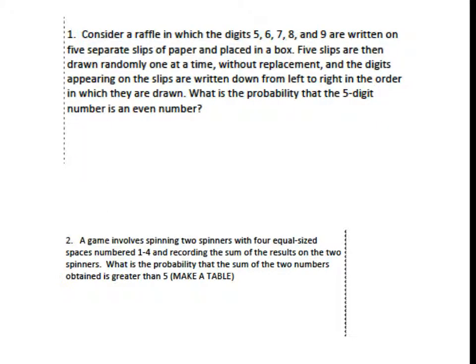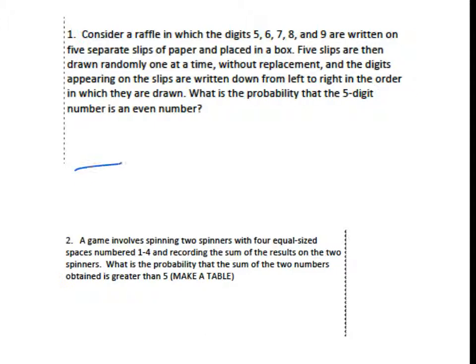Okay, let's start with number 1. Consider a raffle in which the digits 5, 6, 7, 8, and 9 are written on 5 separate slips of paper and placed in a box. 5 slips are then drawn randomly one at a time without replacement, and the digits appearing on the slips are written down from left to right in the order in which they are drawn. What's the probability that the 5-digit number is an even number?